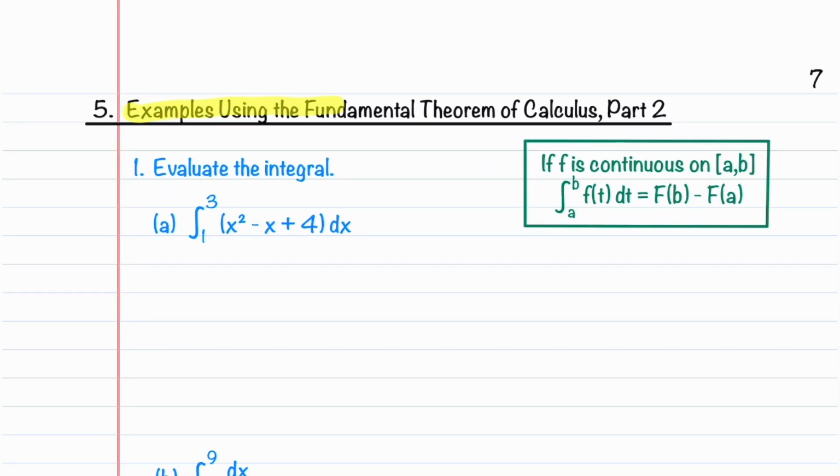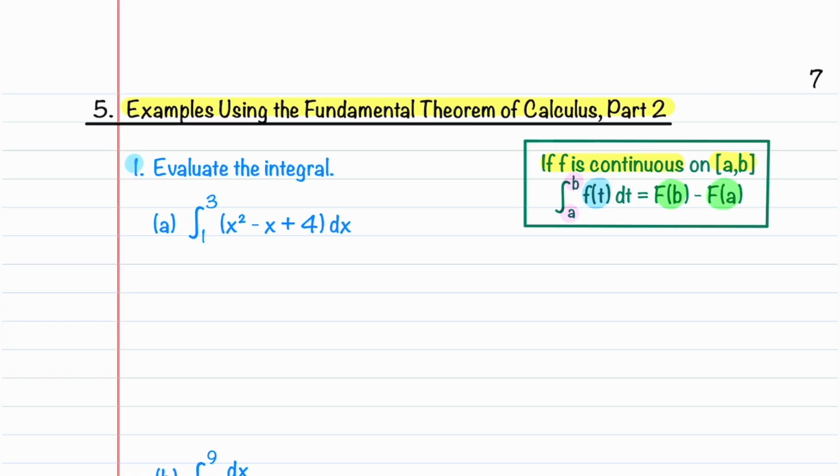Let's now walk through some examples where we are going to use the Fundamental Theorem of Calculus Part 2 to evaluate definite integrals. I'm going to start by reminding you what the Fundamental Theorem of Calculus Part 2 is. It tells us that if a function little f is continuous on the closed interval from a to b, then the integral from a to b of little f of t dt is capital F evaluated at b minus capital F evaluated at a, where capital F is the antiderivative of little f.